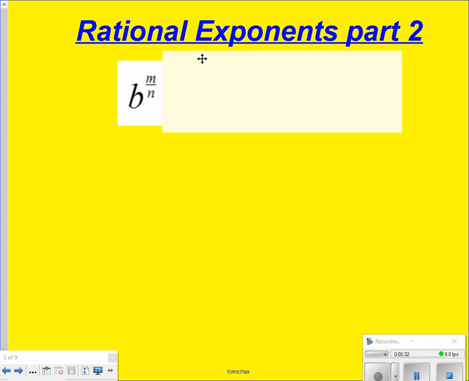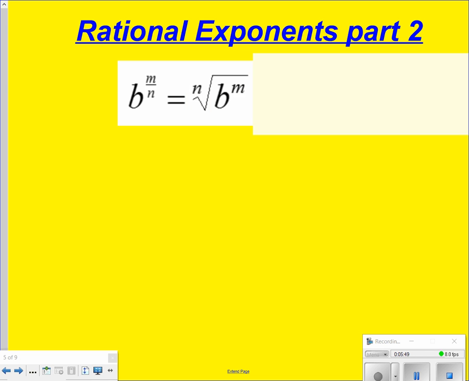Next part. So we got that part. The denominator of the fraction becomes our index. What we're doing now is we're making the fraction a little bit more complicated. Okay? So b to the m over n power. So this is a general form. And write this rule down. Write this whole thing when I reveal it down.